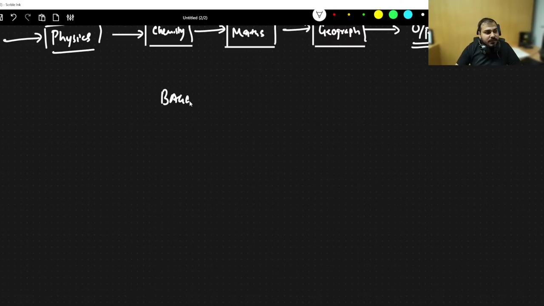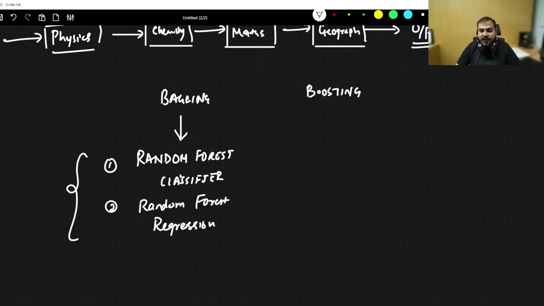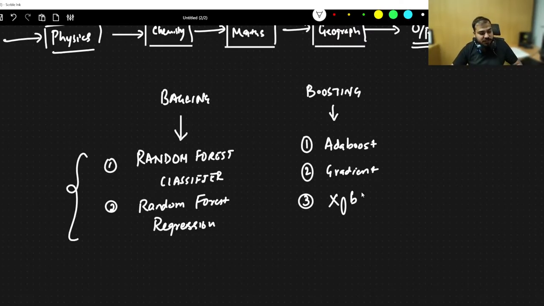So we have basically, as I said, bagging and boosting. In bagging, what kind of algorithm do we specifically use? We use something called random forest classifier. And the second model that we specifically use is something called random forest regressor. So we specifically use these two kinds of models, which I'm actually going to discuss right after this. And then in boosting, we basically use techniques like Adaboost, gradient boost, and number three is extreme gradient boost, which we also call Xgboost. So all these things we will try to cover.